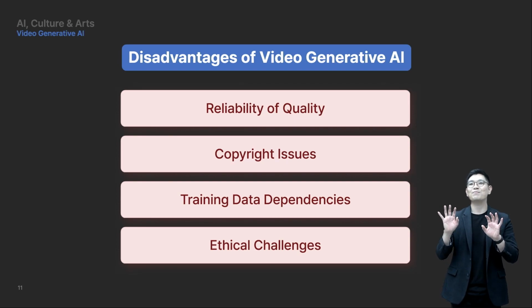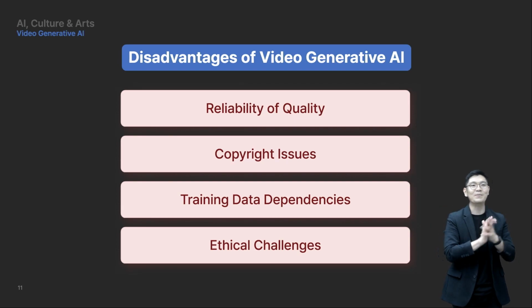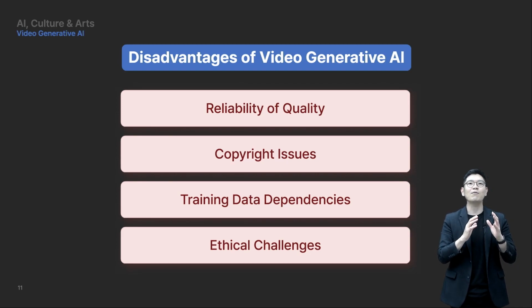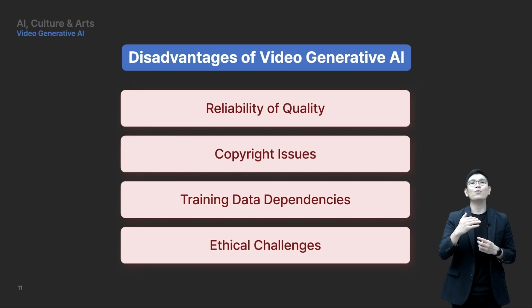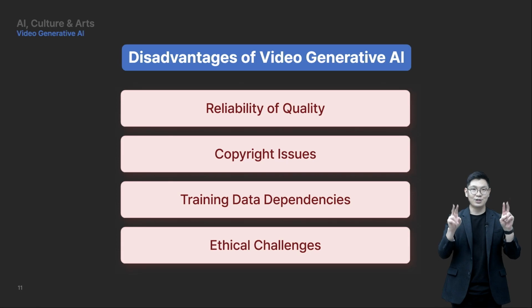But there are pros and cons. So the disadvantages of video generative AI raise more special issues. The first one, there are quality and reliability problems, so users need to be careful to review and use the results. Also, copyright infringement related matters have recently become a big challenge. And then there is a reliance on data, which is why training data is so important. There are also ethical challenges.